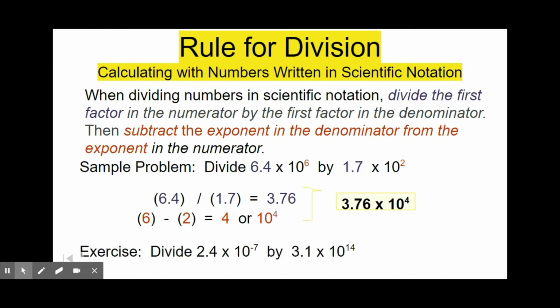Now you try with this problem. Divide 2.4 times 10 to the negative 7 by 3.1 times 10 to the 14th. You should have gotten 7.74 times 10 to the negative 22nd.